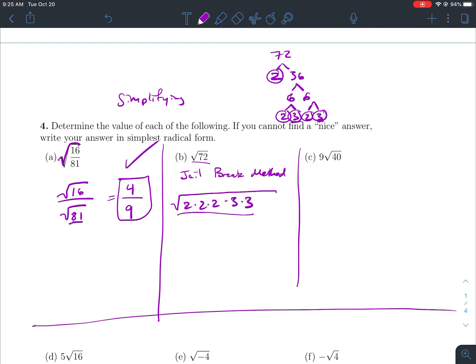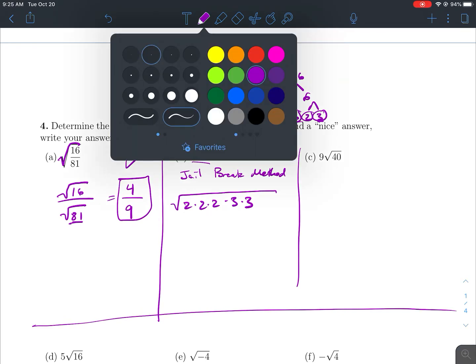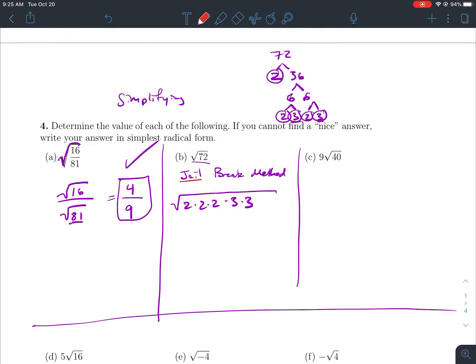But the benefit of having all the factors like this is that we can use the jailbreak method. So you can see the square root as a jail, and getting out of jail is difficult, so you need to have a twin to get out of jail. So what we're going to do is look for twins here. Now 2 has a triplet, but that's more than twins, so we just want twins. Yeah, there are twins right here.